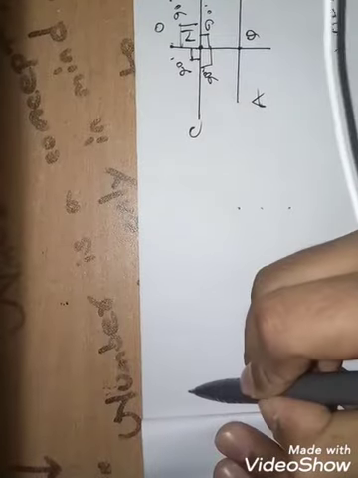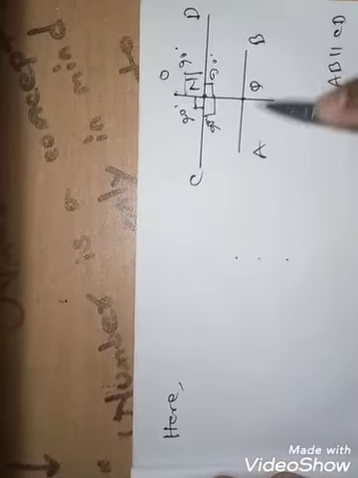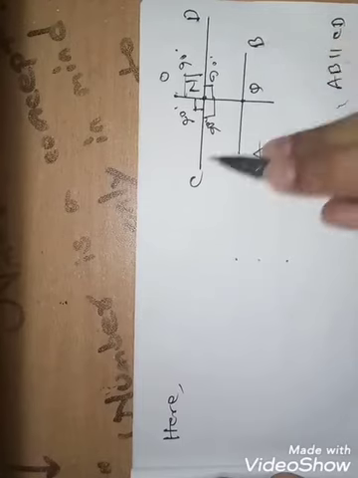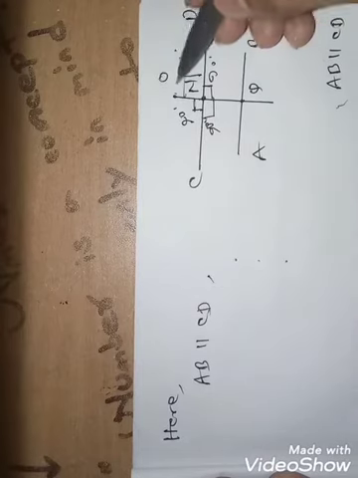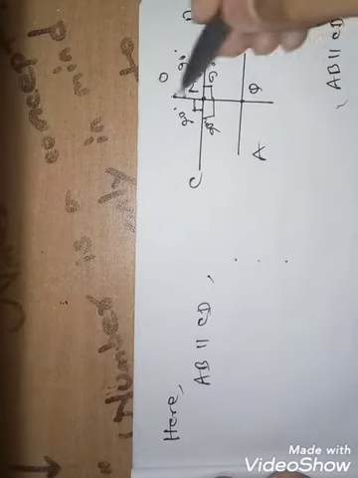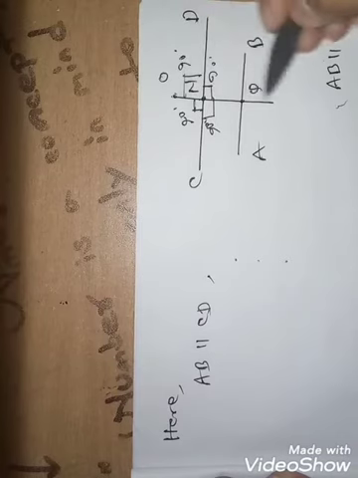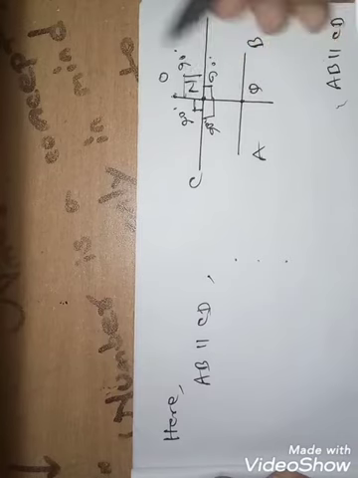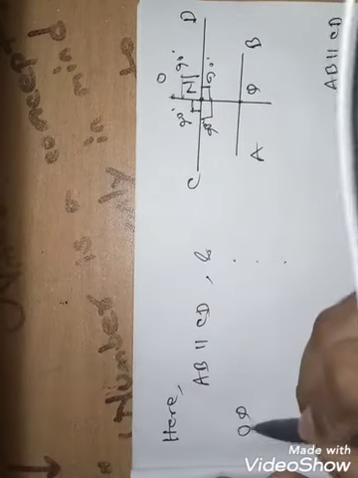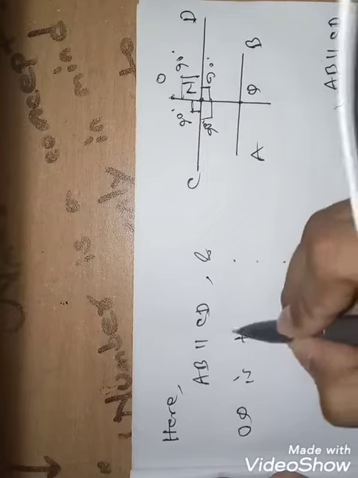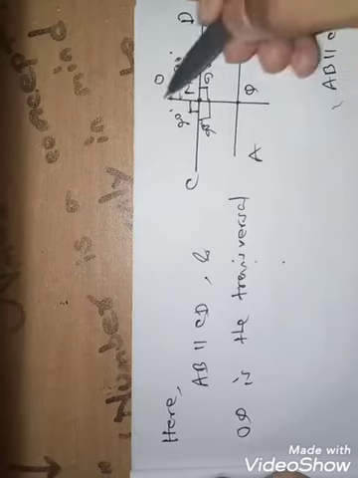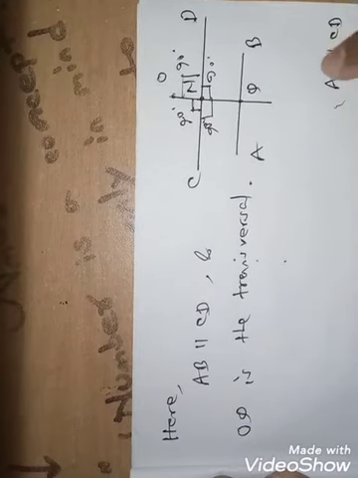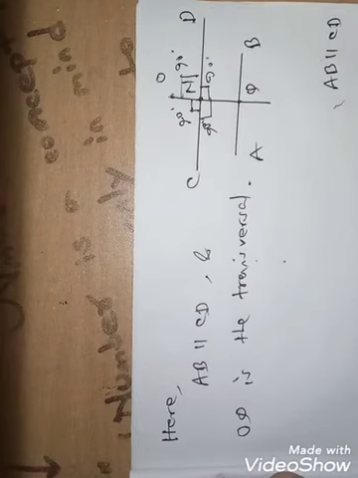Now here AB is parallel to CD. And this line segment, I'm naming it OQ, is the transversal that intersects the two chords. This one is the transversal in this diagram.